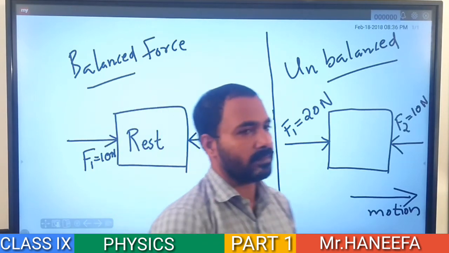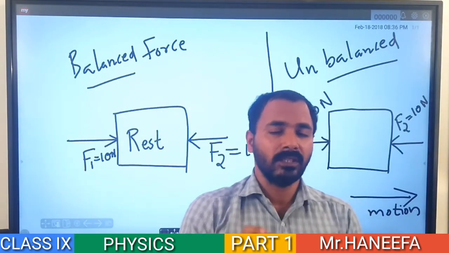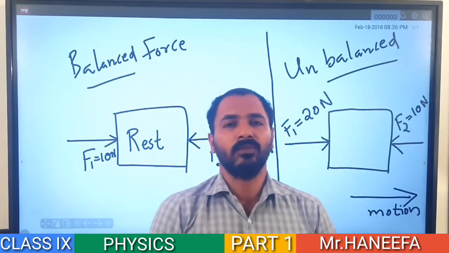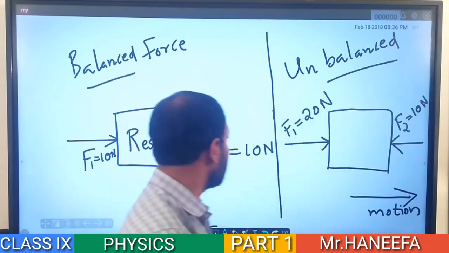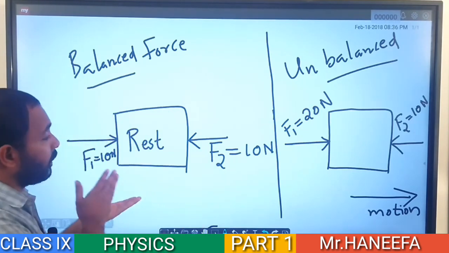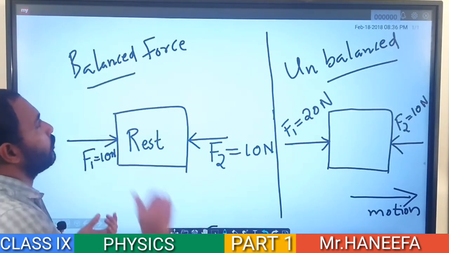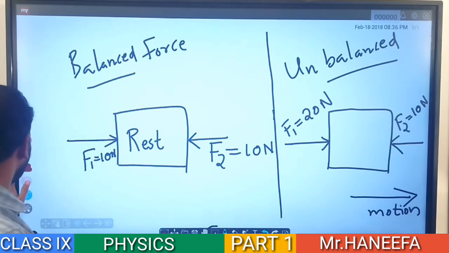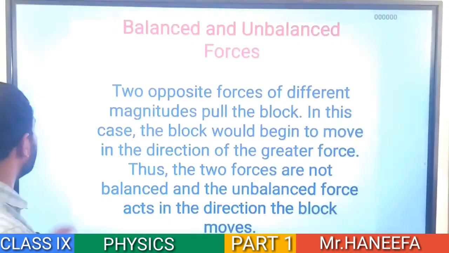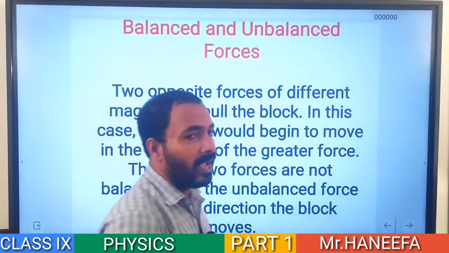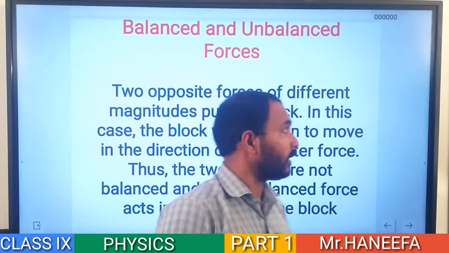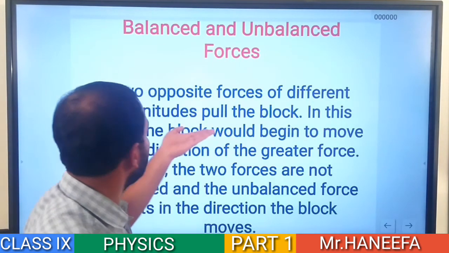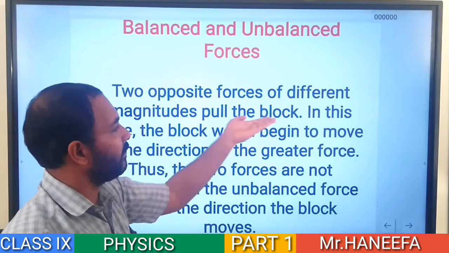unbalanced force. What is unbalanced force? If the two forces are not equal, such type of force is called unbalanced force. If the two forces are equal and opposite, such type of force is called balanced force. So there are two types of forces, balanced and unbalanced forces. So two opposite forces of different magnitudes pull the block.